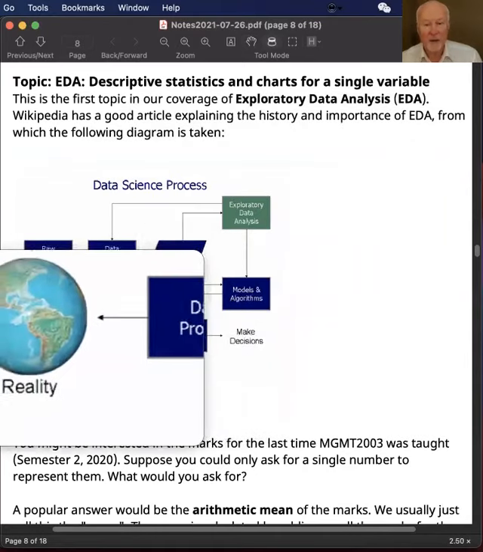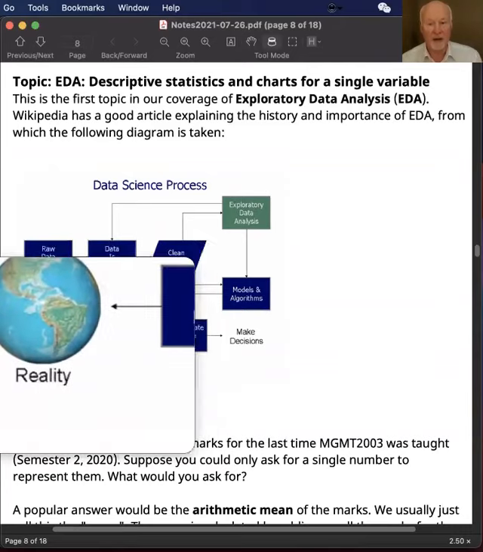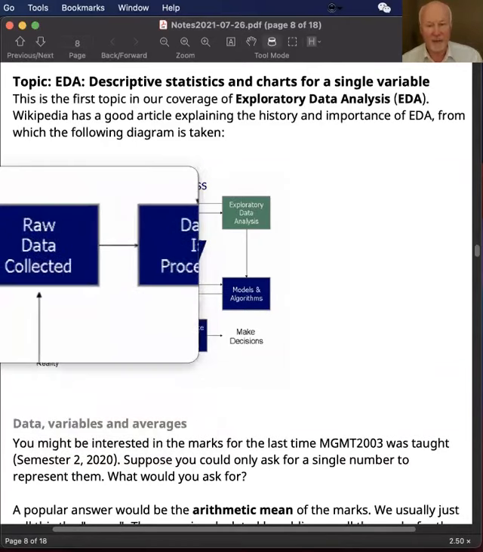Okay, so we start off with the real world and collecting data from it. And raw data, unprocessed data, unanalyzed data is collected in all sorts of ways. A lot of it these days comes from websites of various kinds, social media platforms, electronic buying and selling platforms, manufacturing systems, and so on.